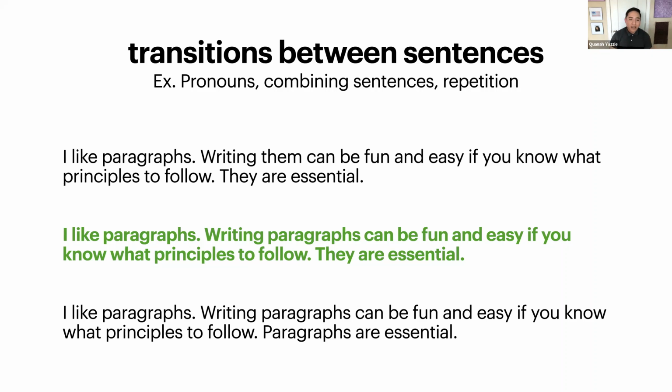Same thing with the bottom one, which is technically right. That's technically true. I like paragraphs. Writing paragraphs can be fun and easy if you know what principles to follow. Paragraphs are essential. But when it comes down to writing tips, a good way to reduce repetition, because the repetition happening within the third portion here is paragraphs, right? Paragraphs is really repetitive. So we can combine sentences to make them logically correct, but we need to know what these pronouns are actually pointing to, just as we saw in the first one, right? What are them and they actually referring to? Try to keep those in mind.